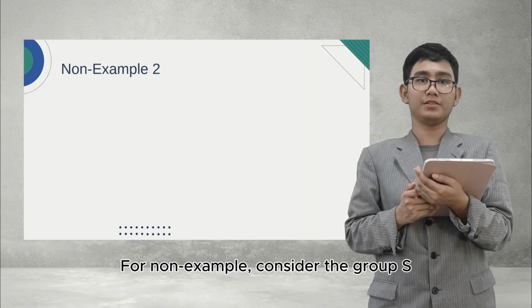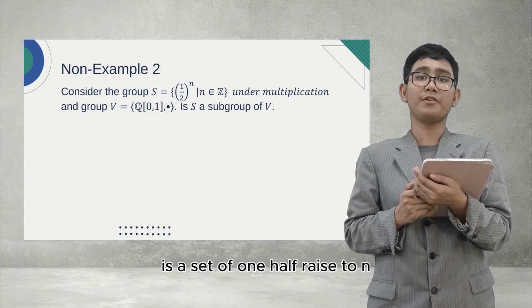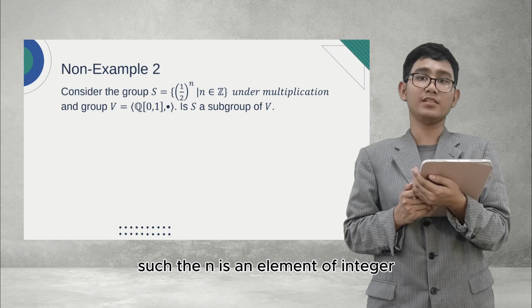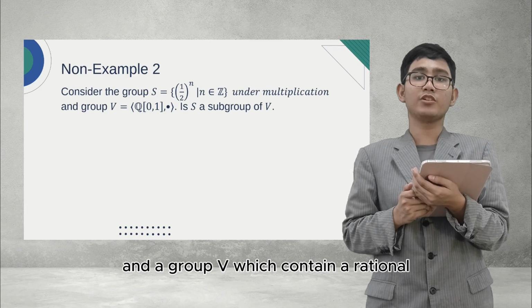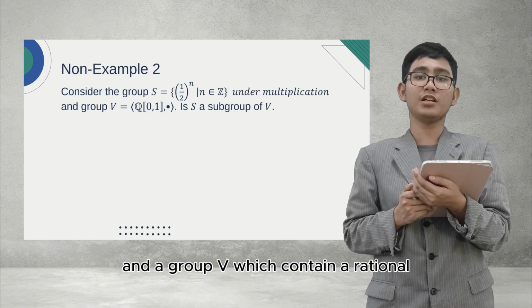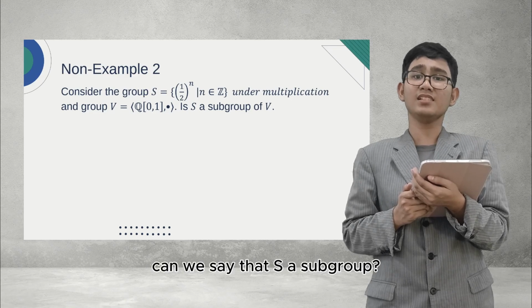For a non-example, consider the group S, which is the set of 1/2 raised to n such that n is an element of the integers under the operation multiplication, and a group V which contains the rational closed interval from 0 to 1 under multiplication. Can we say that S is a subgroup?